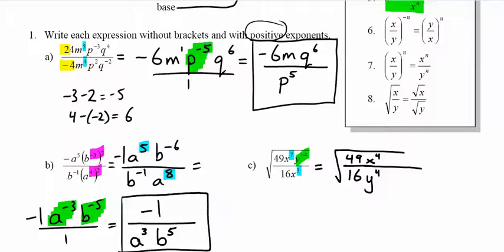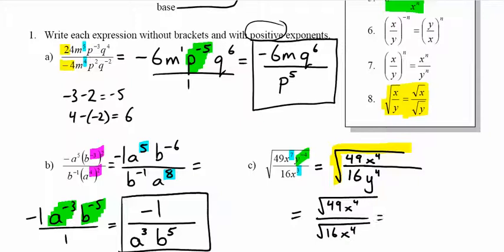And now I could apply rule number 8. I can change this square root into 2 separate square roots. So a square root on the top and a square root on the bottom. The square root of 49 is 7. The square root of x to the 4 is what times what would equal x to the power 4? x squared times x squared is x to the power 4. Okay, the square root of 16 is 4.